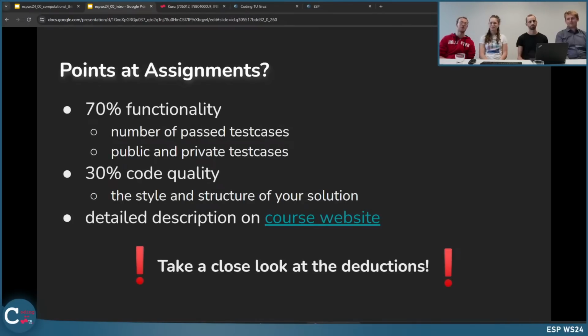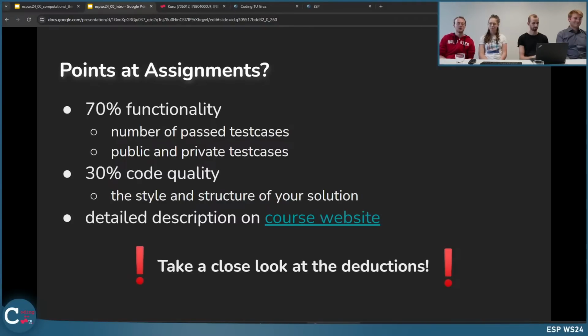Now, how the points are distributed in the assignment, for example this 4th assignment: we said it has in total 40 points. And now 70% of the points are functionality points. So here the important thing is, does your program do the correct things? Does it behave correctly? If a user enters a word in Wordle, does it really find the letters? And does it find the letters in the correct position and so on? So this is just about functionality.